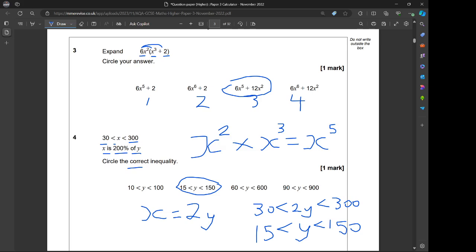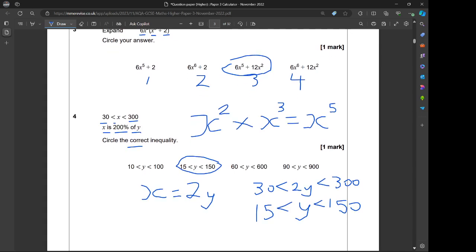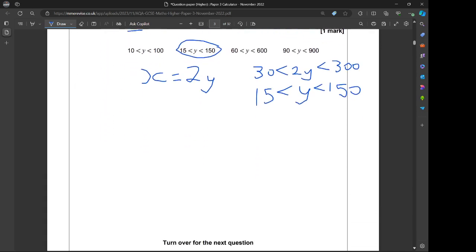Does that make sense? We're not going to do every single question in this paper, so I'm looking at random questions today. Can I move on?